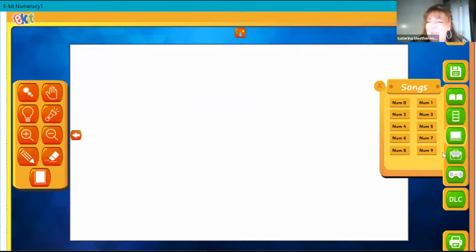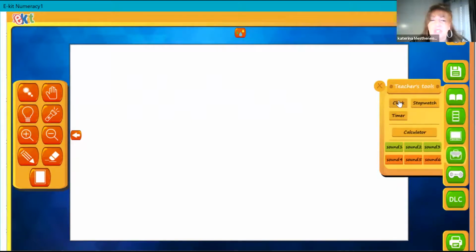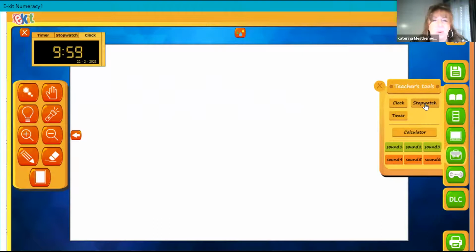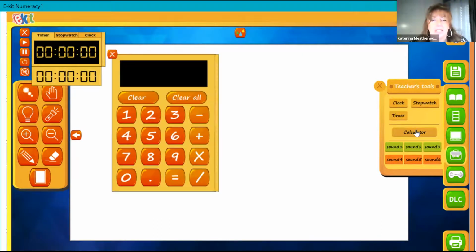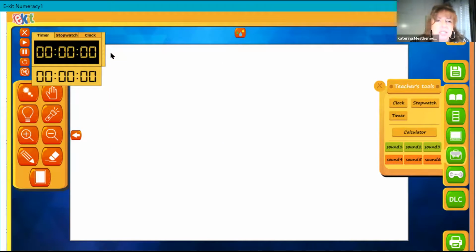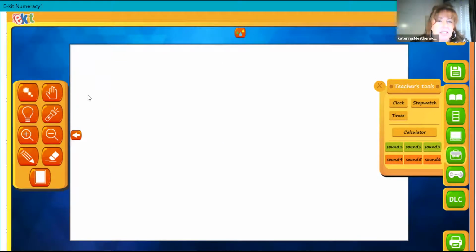And then there are the teacher's tools. There is a clock, a stopwatch, a timer and a calculator. And if you want to play different sounds of encouragement, we have that too. Well done. Excellent. A variety of those. Let's get rid of these now.